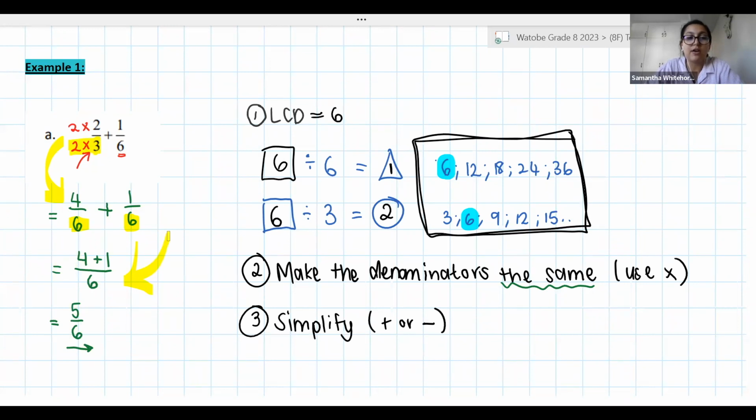We can't add our fractions until we have a common denominator. So we can't just say 2 plus 1 because the denominators are not the same. When my denominators are the same, I can then go and add them. Okay, so I hope that makes sense. We are going to do more examples, guys, so don't stress yourselves. We are going to do more. But so important, you have to have this LCD. Without an LCD, you can't add these fractions.